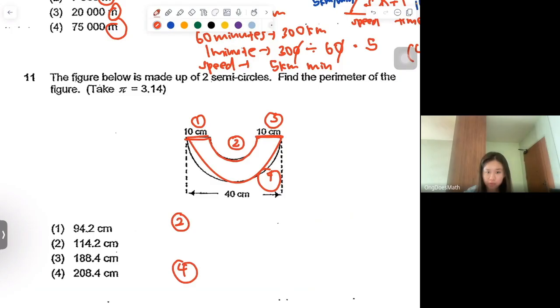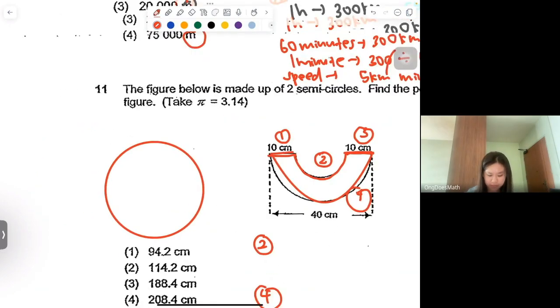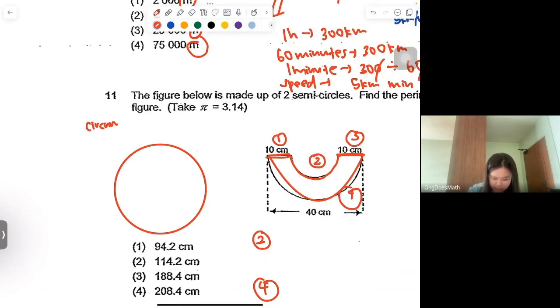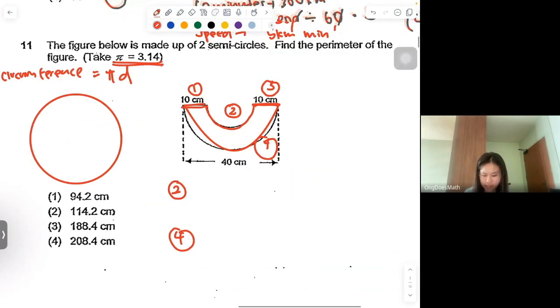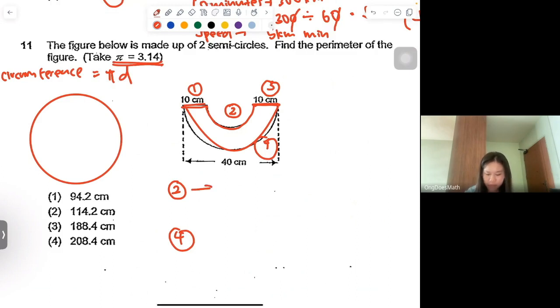In order to find out 2 and 4, you have to recall your circumference formula. What's the formula of a circumference of a circle? It's just pi d. D stands for diameter here, and the question asks you to take pi to be 3.14. Okay, so to find 2, you have to understand that 2 is a semicircle. And 4 is also a semicircle. So we'll do 4 first because it's easier.